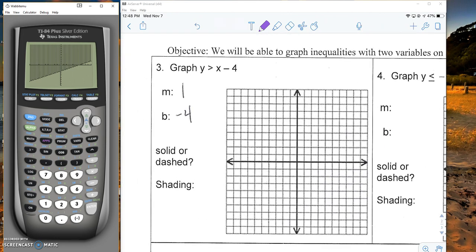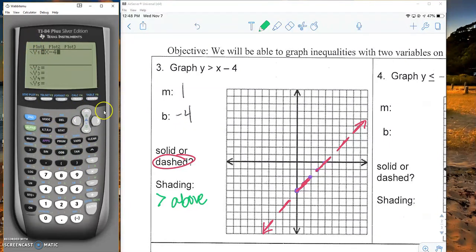So for problem 3, I start down at -4 because that's my b value, and I go up 1/1 a couple times. My line is going to be dashed or not complete. It's not a solid line because there is no line under the inequality. And then for the shading, we have a greater than sign, so I need to use the above in y equals. So in y equals, I have x minus 4.